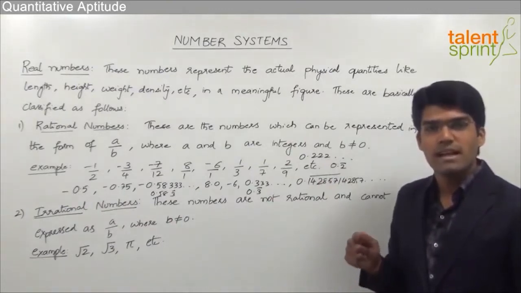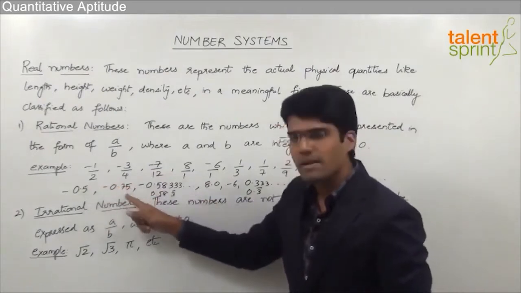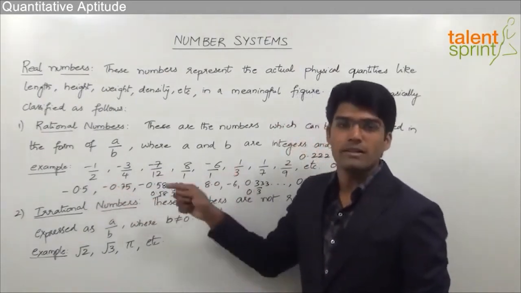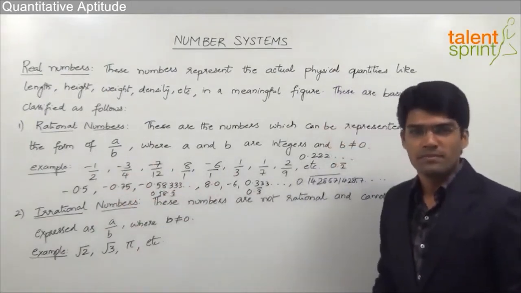So that's the basic idea about rational numbers. These rational numbers either terminate at some point, or if they are non-terminating, they recur in nature. That means they are recurring numbers.